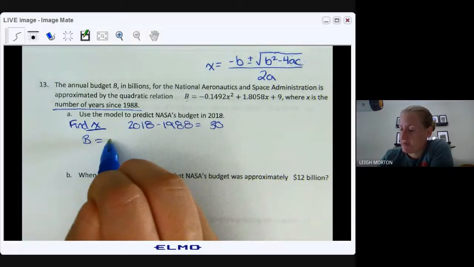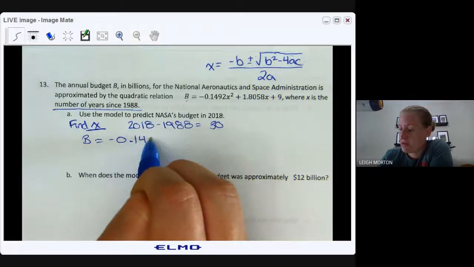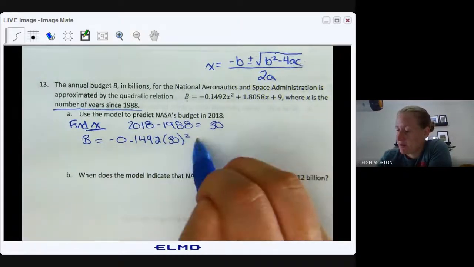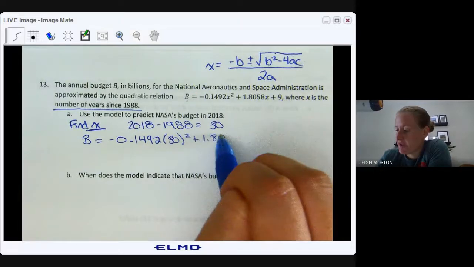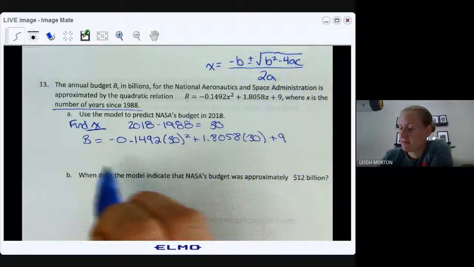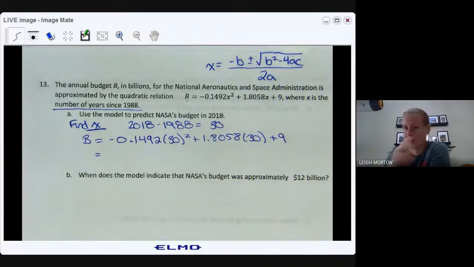And then we'd sub it into the equation. B equals negative 0.1492 times 30 squared plus 1.8058 times 30 plus 9. Calculate that to 1 decimal place, please.